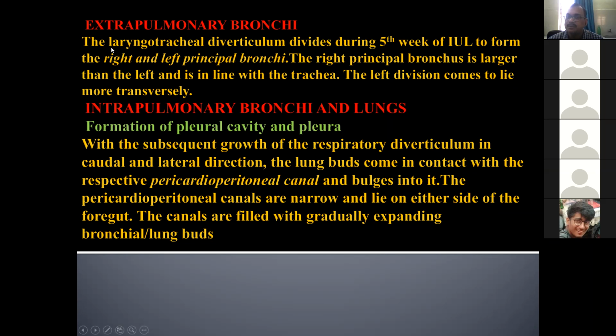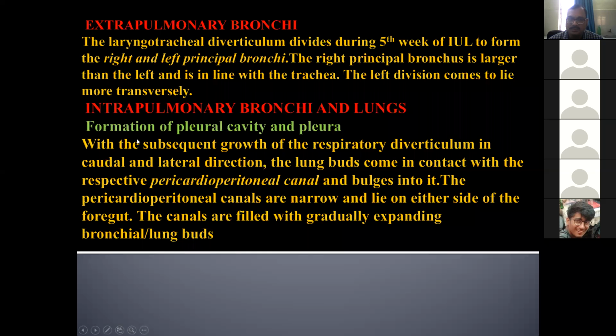Okay. So you just remember that the right and left principal bronchi start developing during the 5th week of intrauterine life. And out of the two, the right principal bronchus is larger than the left and is in line with the trachea.